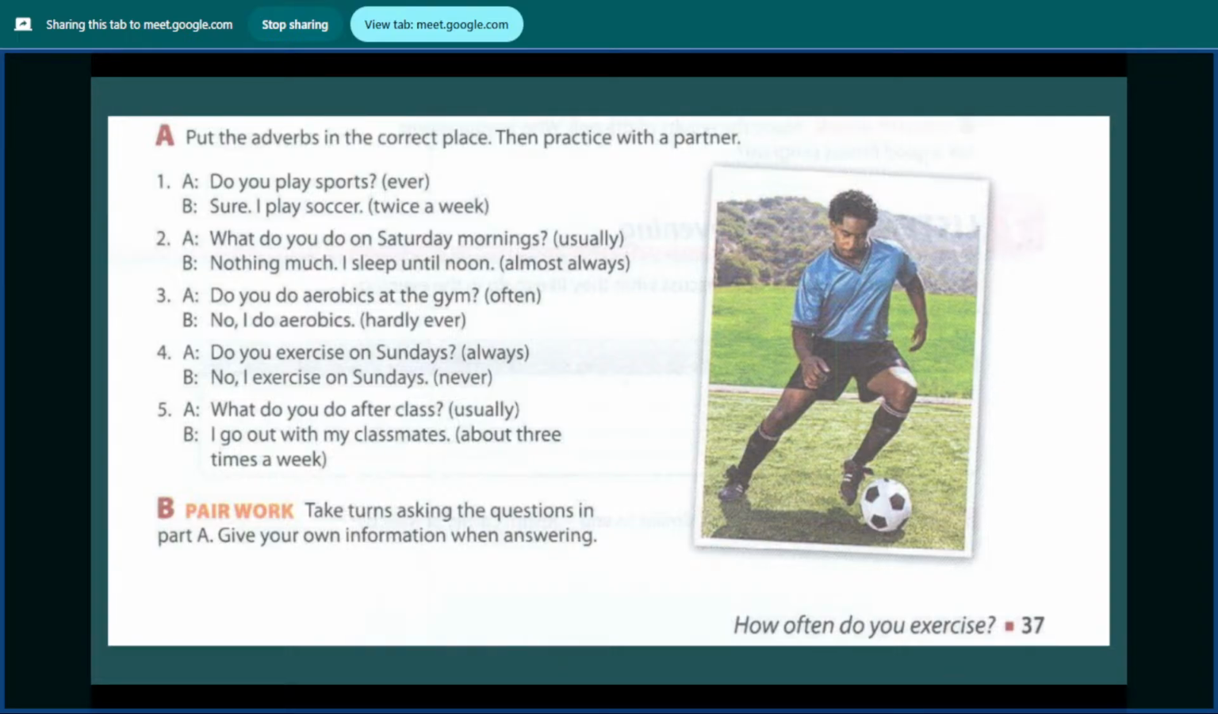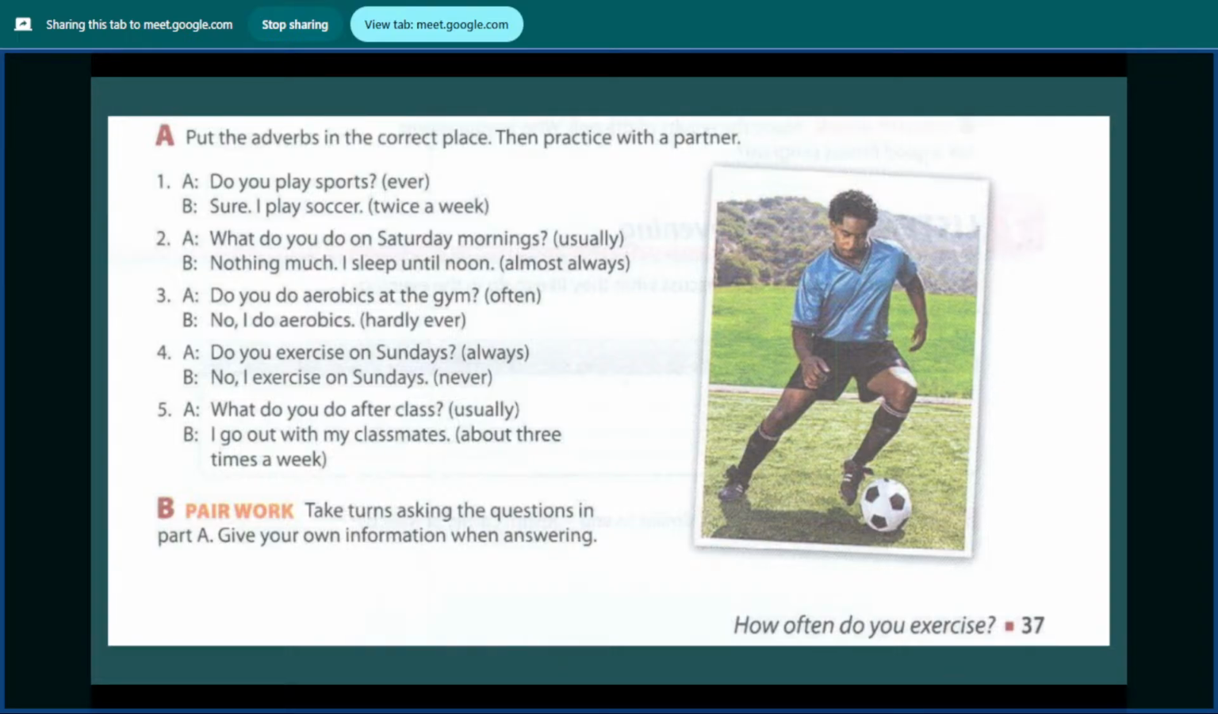Do you often do aerobics at the gym? The adverb will come before the verb, I told you. And what will be the answer? No, I hardly ever do aerobics. I hardly ever do aerobics. I comes first, right? Okay. Ankita, number four.